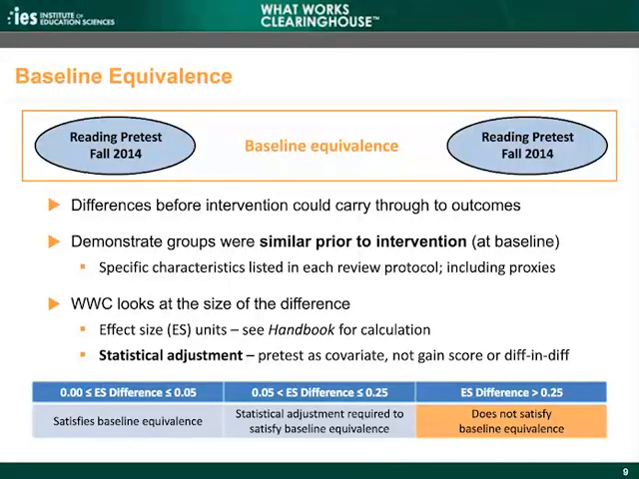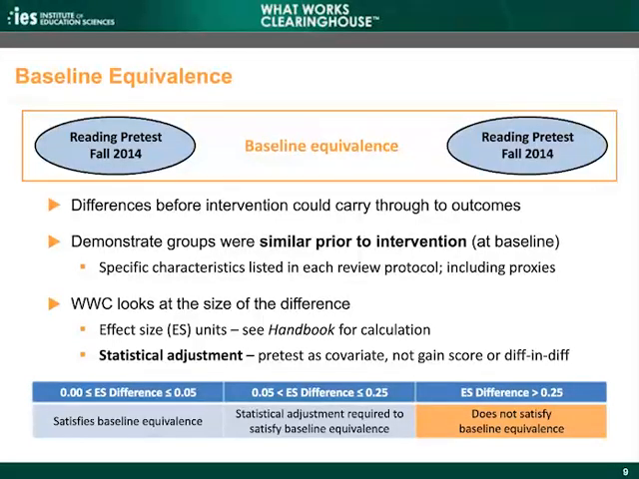The second way to demonstrate equivalence is to have moderately sized differences, defined as a difference greater than 0.05 and less than or equal to 0.25 standard deviations on a baseline measure, but statistically control for that difference in the analysis of outcomes.